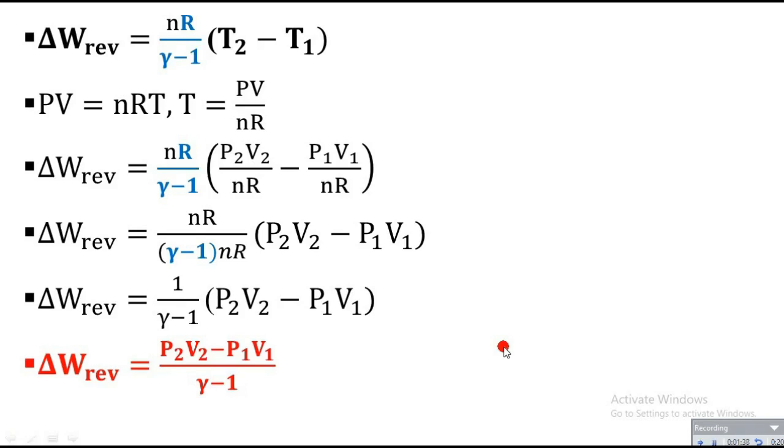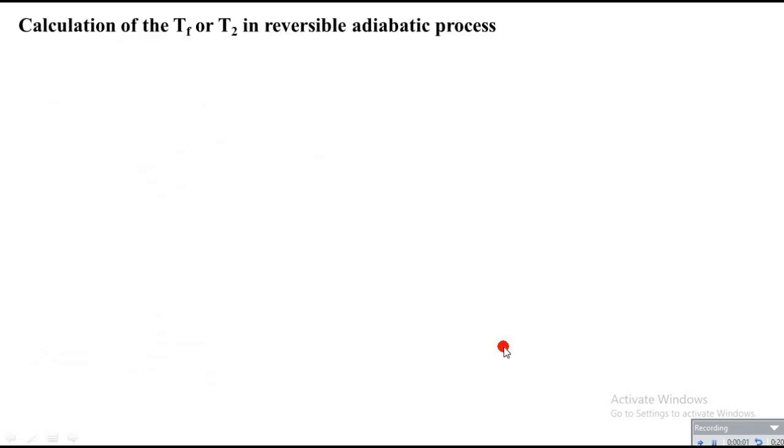So we are remaining with how to calculate the final temperature, and how to derive the relationship between pressure and volume in a reversible adiabatic process. Let's see how to calculate the final temperature in a reversible adiabatic process. Remember, we are still going to use the internal energy is equal to nCV dT. We also know that the work done is equal to minus P dV, where P is the pressure of the gas.